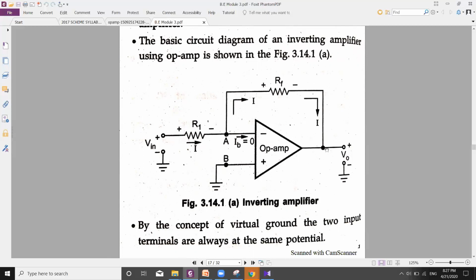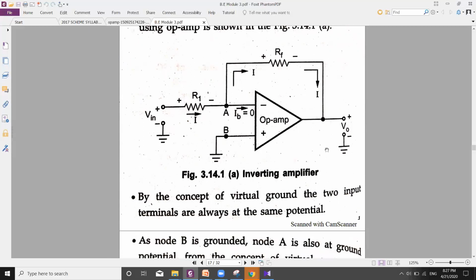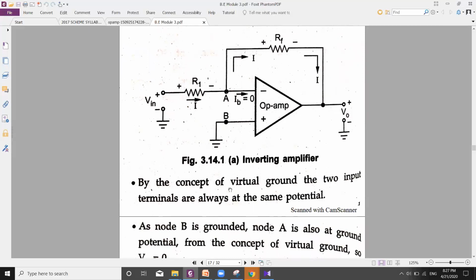In this ideal inverting amplifier, we make use of a very important concept called the virtual ground concept. Now, what is this virtual ground concept? By this concept, we say that the two input terminals are always at the same potential. Here, this is one input terminal, this is another input terminal; call one point A and the other point B. The virtual ground concept says the potential at A is equal to the potential at B. Whatever voltage is at B, the same voltage will be available at point A.